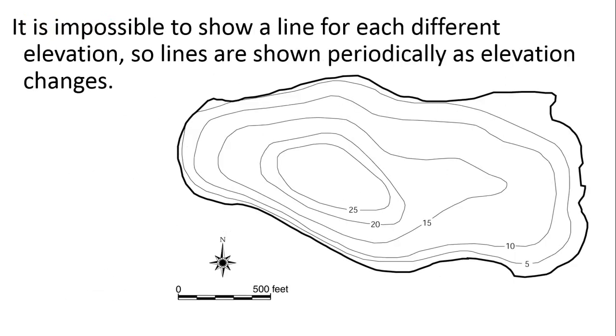Now, we don't draw a line for every single elevation, because the map would just get too crowded and it would get too hard to read. It's like reading those millimeter lines on a ruler. When they're so close together and there's so many of them, it gets to the point where the map would not be very usable.